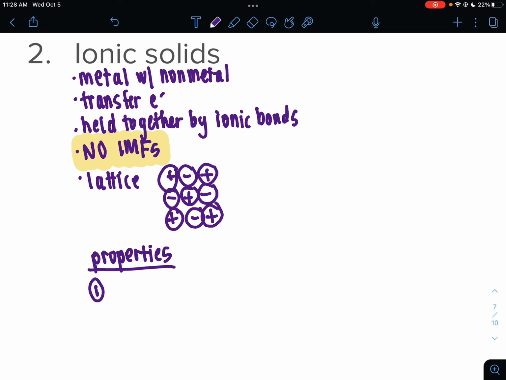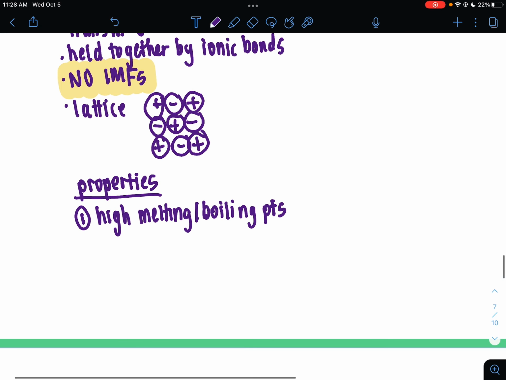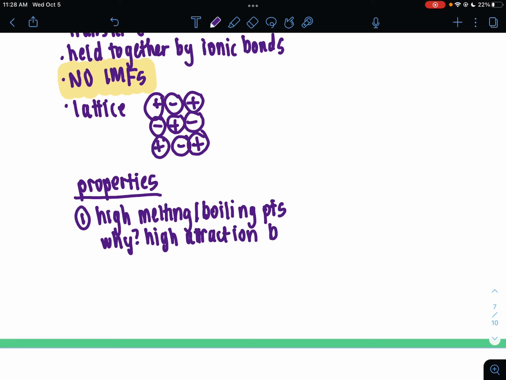One, they have high melting and boiling points. All right, we can talk about the why. You should know this. So why, you have a high attraction between the ions. We already talked about how to decide within ionic compounds who's higher. Please remember, we do charge first, then distance when you're looking to make that decision. That's all from last unit.